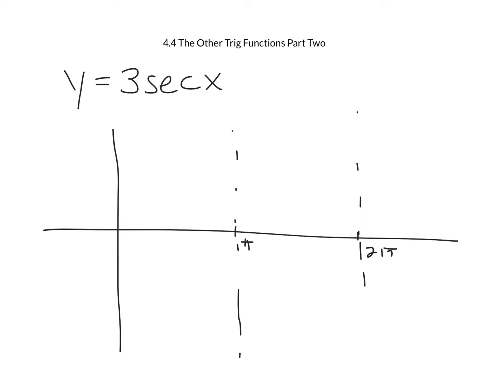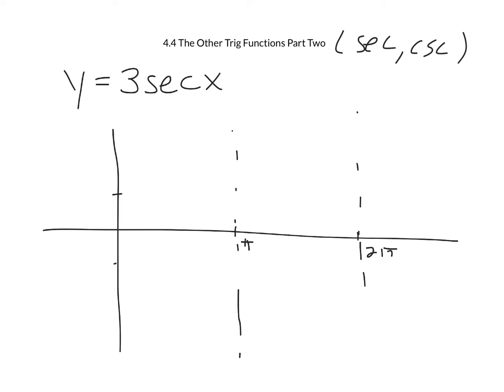Alright, the other trig functions part 2. So we'll be dealing with the following: secant and cosecant. Right? So you're dealing with those two. Let's keep in mind that I have this y equals 3 secant x, and we should know what the y equals secant x graph is, right?